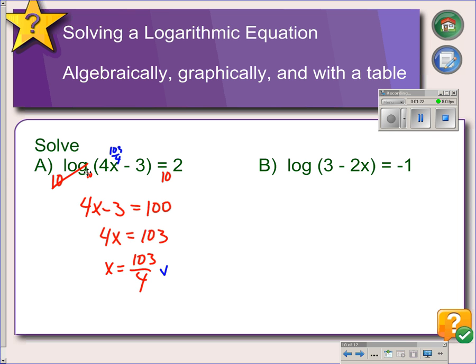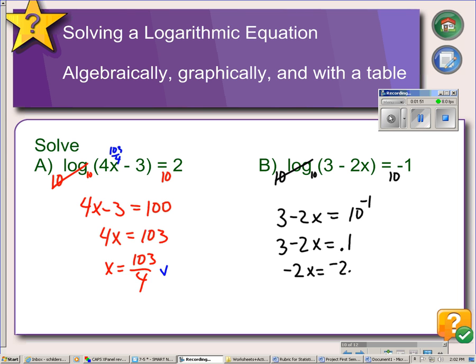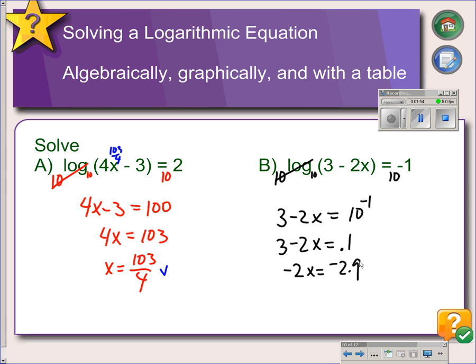Okay, in our second example, this is again log base 10 because there's an unwritten base here, so we know that it's base 10. If we put in a base 10 on each side, that will cancel the log, so we get 3 minus 2x equals 10 to the negative first. 10 to the negative first is 1/10, or 0.1, and then we will subtract 3 on each side, and we get negative 2.9, and then we divide that by negative 2, and we get x equals 1.45.